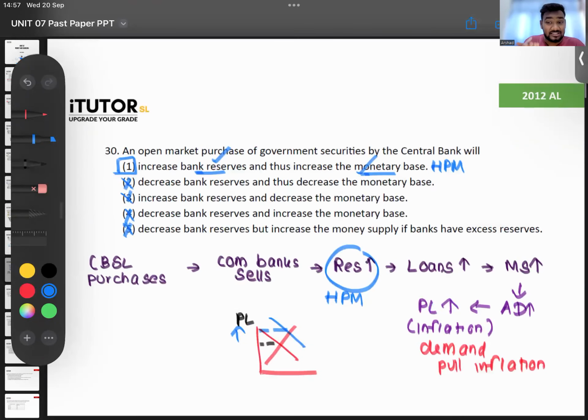So reserves increase because commercial banks are getting money now. When the central bank purchases, commercial banks are selling. Commercial bank reserves means the amount of money commercial banks have with them. So when the central bank is purchasing, it gives money to commercial banks. When purchasing, you have to pay money. So commercial banks get money, so commercial bank reserves go up. Okay, right. So 2012 is done.